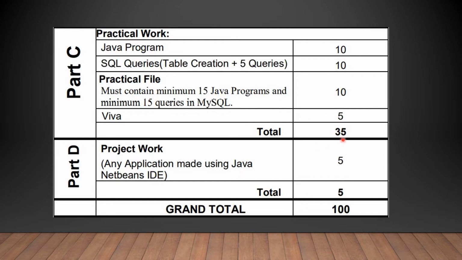Now remaining are 5 marks. They are basically of project work, any application made using Java NetBeans IDE. So basically these 5 marks are of project work in which you have to make any application using Java NetBeans IDE. For this you will be awarded 5 marks. So the grand total is 100 marks. We have discussed the marks weightage.